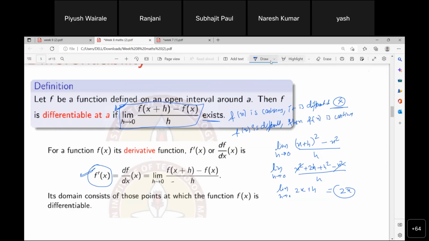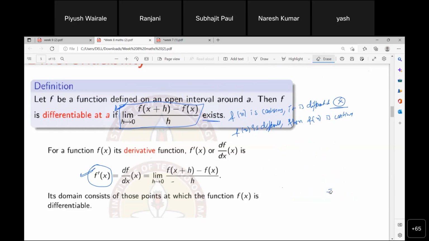So the best example for this is just take mod x. Whether mod x is continuous at x equal to 0 or not? It's continuous, but not differentiable. Why is it not differentiable? Because the left hand limit is -1 and the right hand limit is +1.